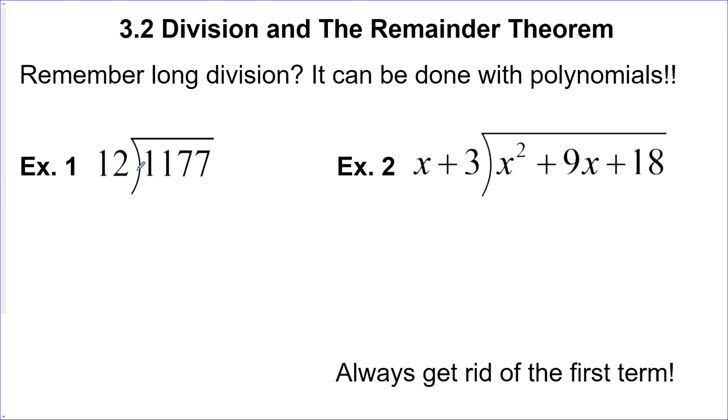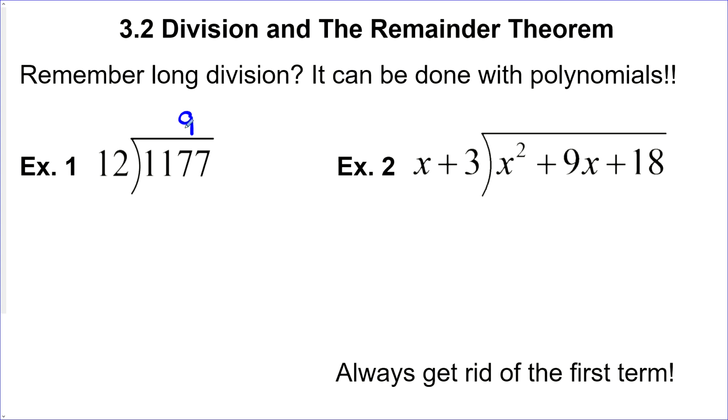say, how many times does 12 fit into 1? And it doesn't, so then we include the next digit and repeat the process. How many times does 12 fit into 11? Doesn't do that either, so then we include the next digit and say, how many times does 12 fit into 117? And it does that 9 times, so we put a 9 here.